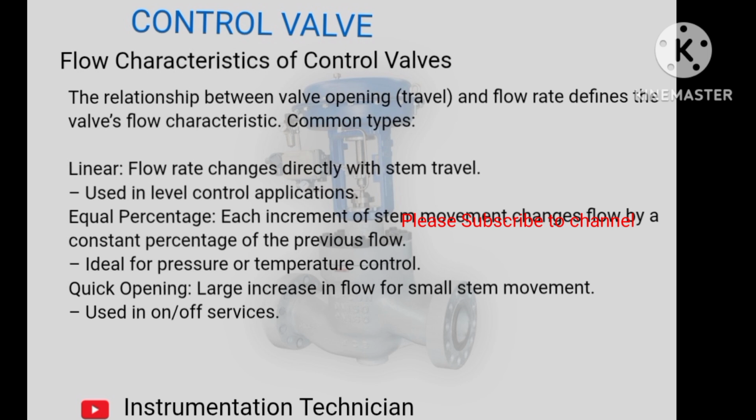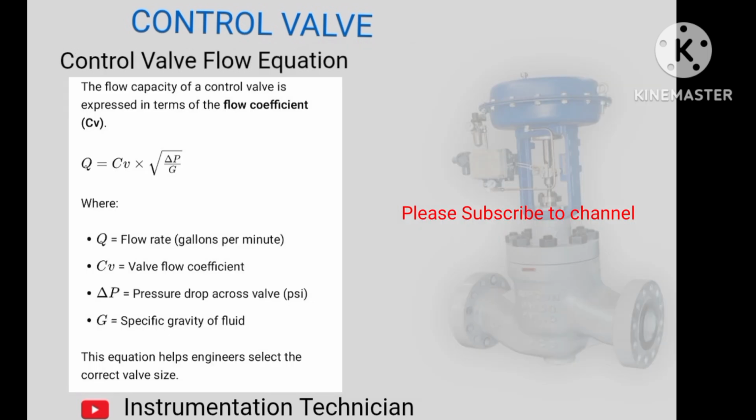Equal percentage. Each increment of stem movement changes flow by a constant percentage of the previous flow. Ideal for pressure or temperature control. Quick opening. Large increase in flow for small stem movement. Used in on-off services.